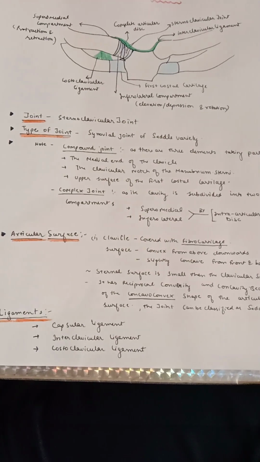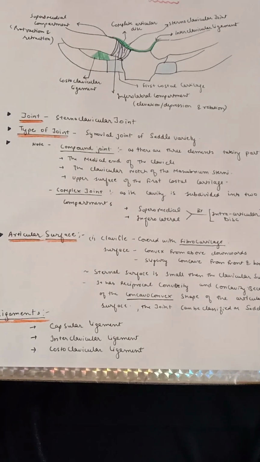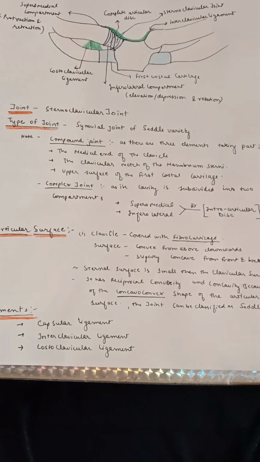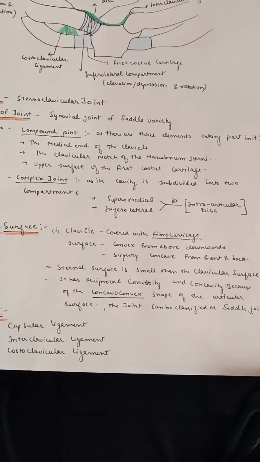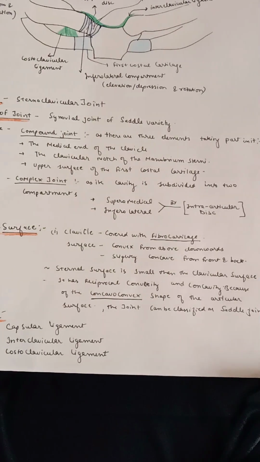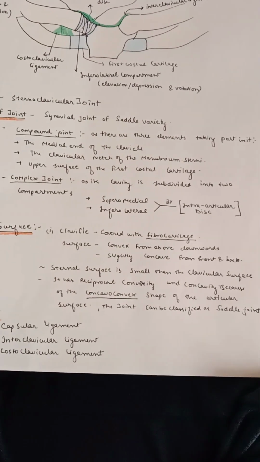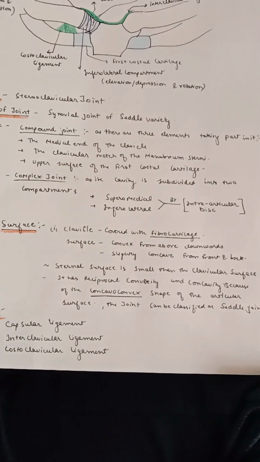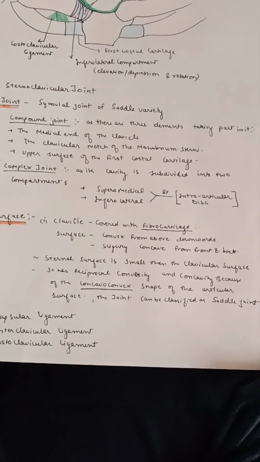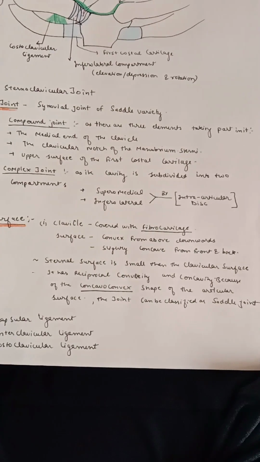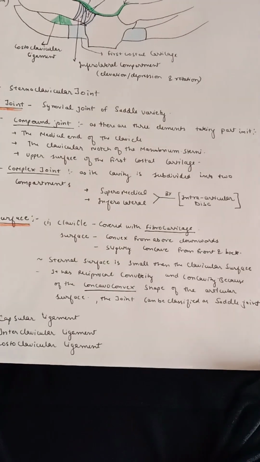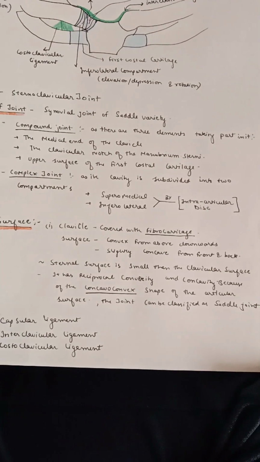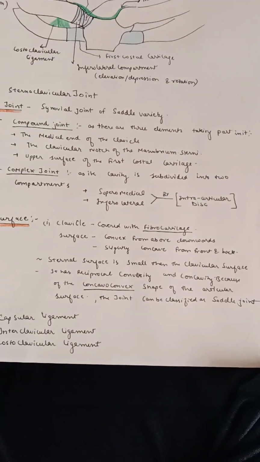Articular surface of the clavicle: basically, the articular surface is concavo-convex in shape, and the sternal end of the clavicle is covered with fibrocartilage. The surface is convex from above downwards and slightly concave from front to back. The sternal surface is smaller than the clavicular surface. It has reciprocal convexity and concavity because of the concavo-convex shape of the articular surface.